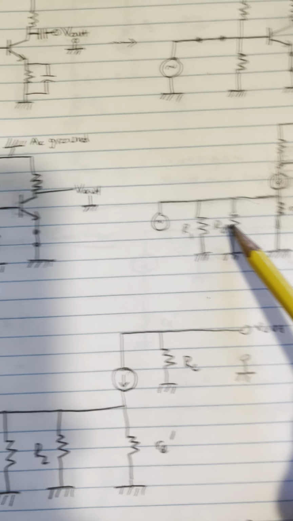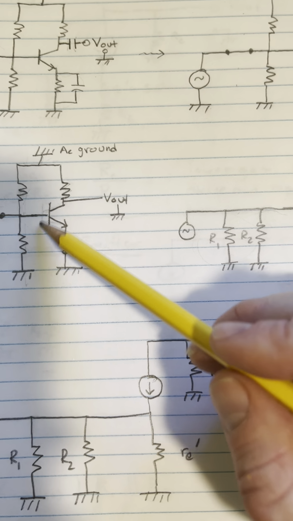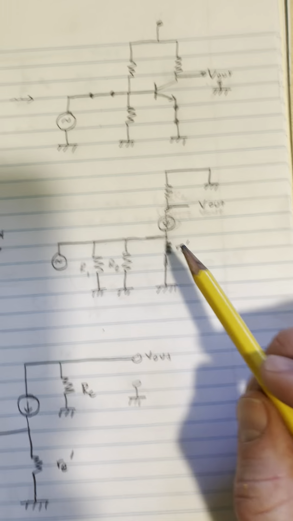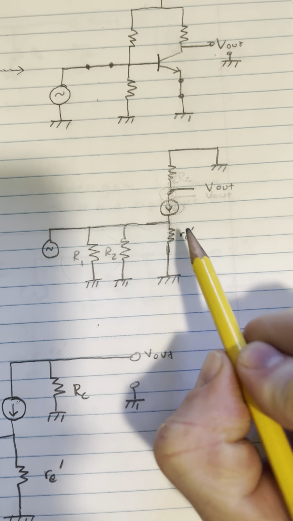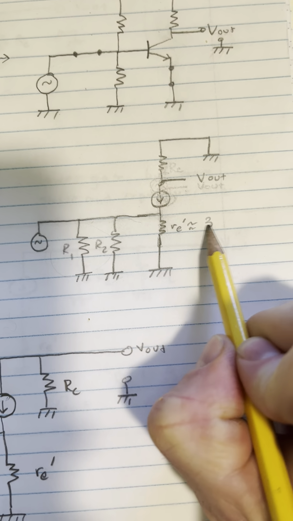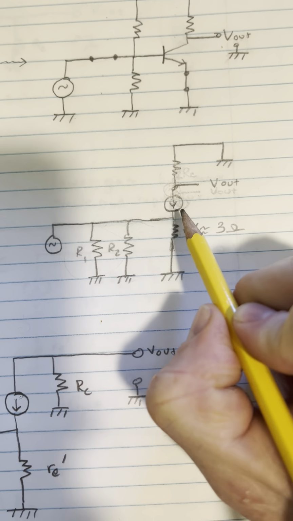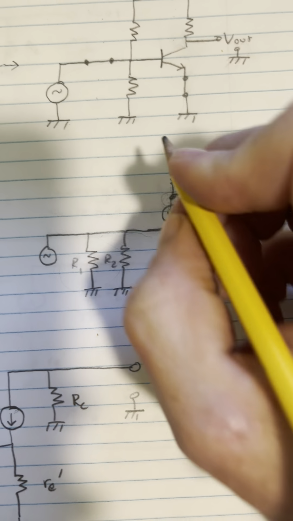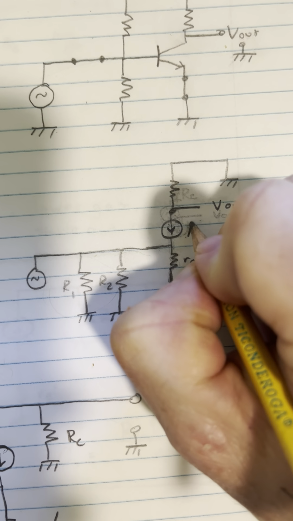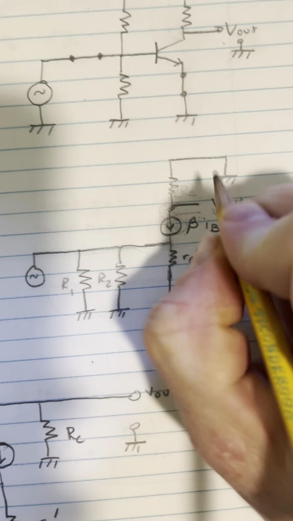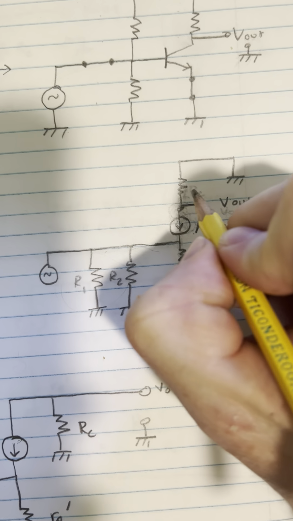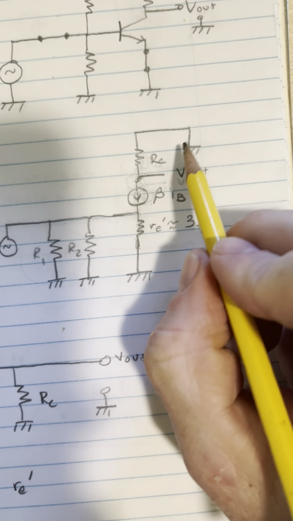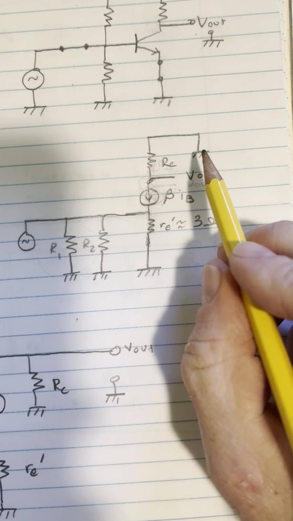And then the other thing that we do is we write out the equivalent of the transistor, which is a very small resistance, R sub E, which is approximately 3 ohms. And there is a current source that is proportional to the base current. So this current source is equal to beta IB. And then we've got a resistor on the collector side, which we'll call RC, and V out is being measured with respect to the voltage drop across RC.